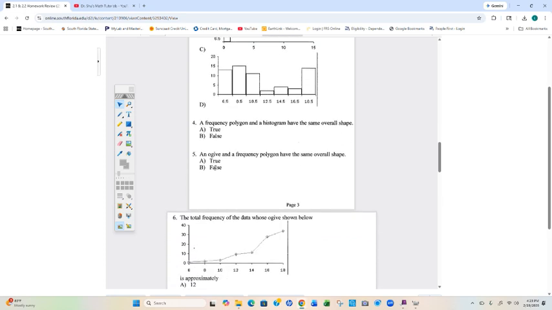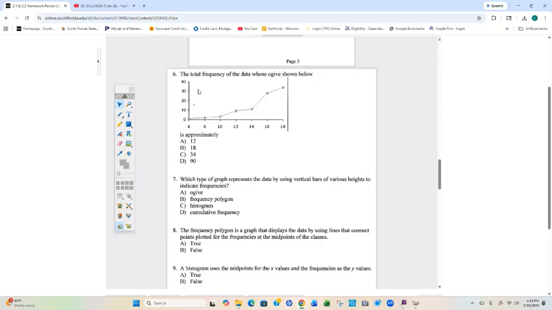Okay, number 5. An ogive and a frequency polygon have the same shape. A is true, B is false. Okay, the answer to that one is false. It's B. An ogive always climbs. A frequency polygon will follow the data.